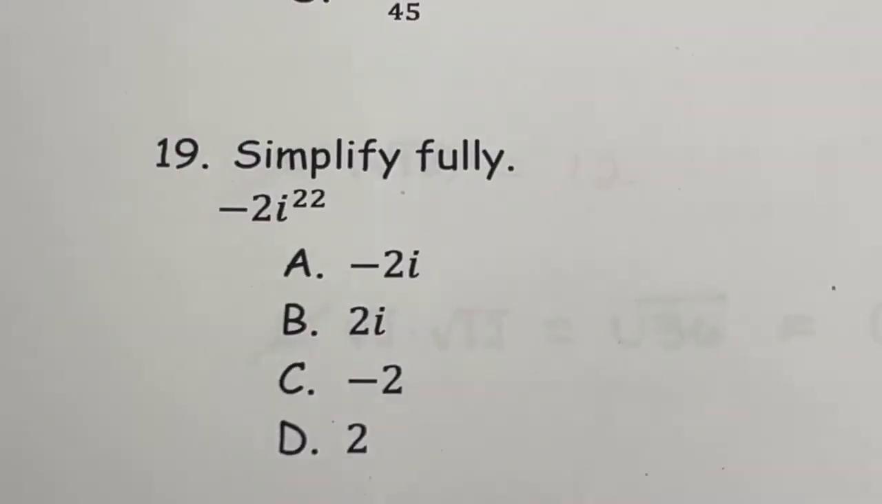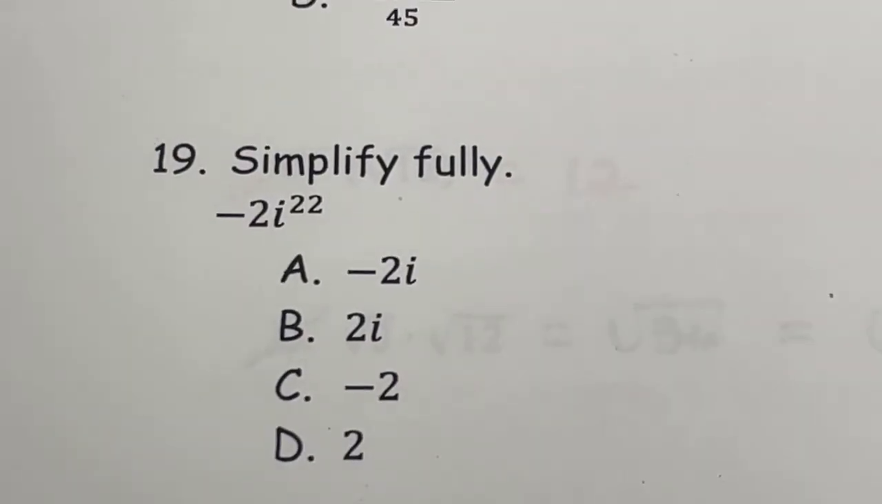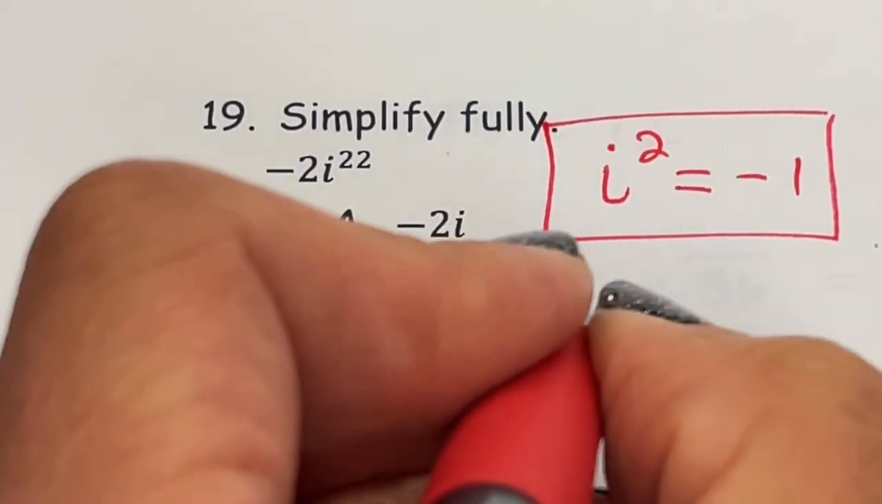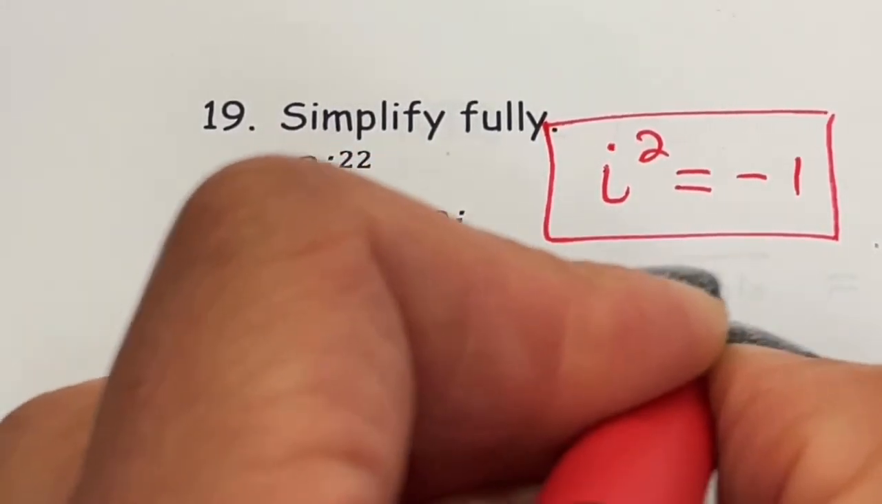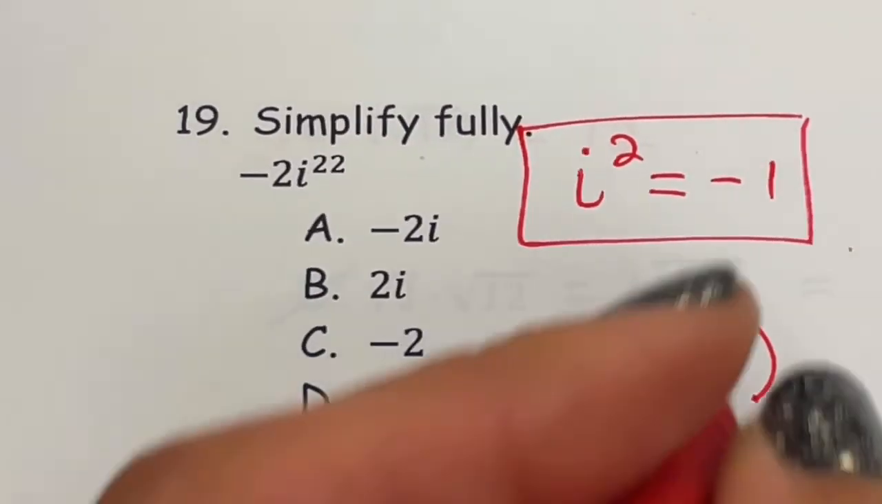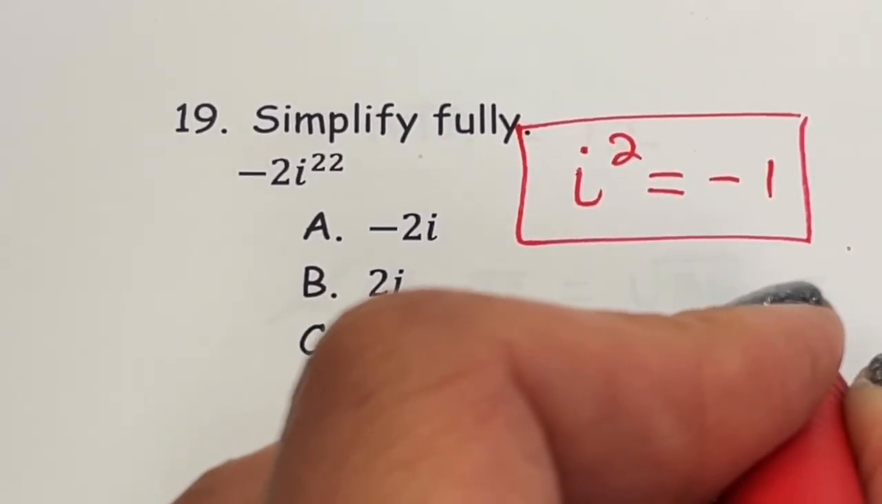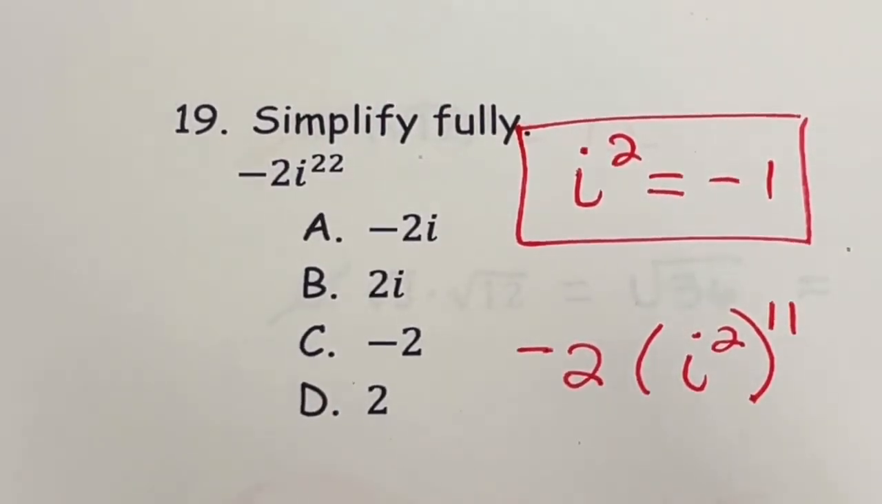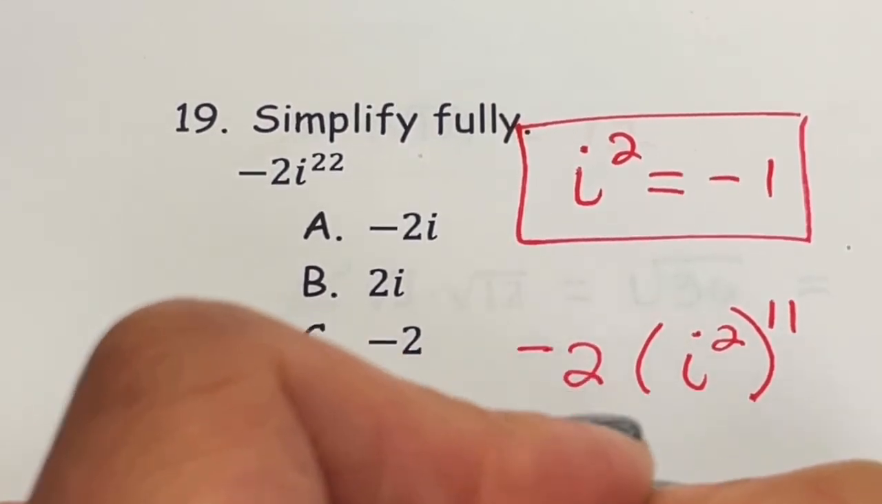And then the last one, -2i to the 22nd. The big idea with this, guys, is to remember that i squared equals -1. That's the big idea. So let's rewrite this, -2, and instead of i to the 22nd, let's write it as i squared to the, let's see, to make this a 22, I need it to the 11th power, because 2 times 11 is 22. All right, and then plug in the -1.